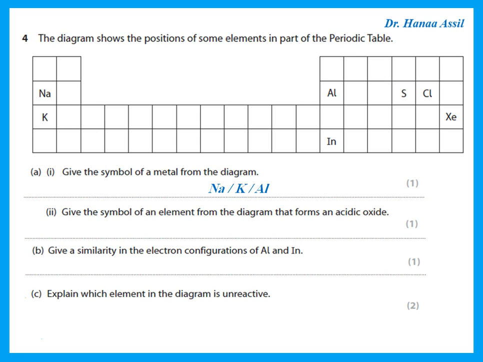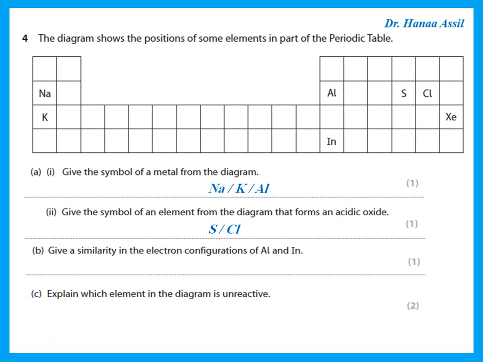Give the symbol of an element from the diagram that forms an acidic oxide. Okay, which ones form acidic oxides? You should realize that non-metals are the ones that form acidic oxides. So which of these are non-metals? Sulfur or chlorine? Remember that Xe or xenon is a non-metal, but it's not reactive at all, so it does not form any oxide. So the ones that form acidic oxides are the reactive non-metals like sulfur and chlorine.